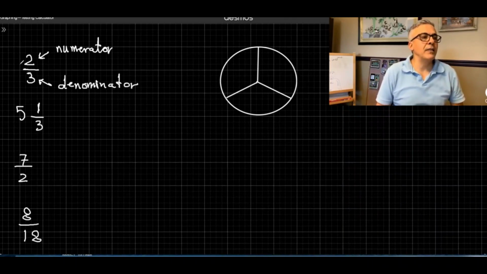What a fraction means is 2 divided by 3. That's what it means, or 2 out of 3. So how does that apply in real situations? If we look at this here, it's divided into 3 segments.